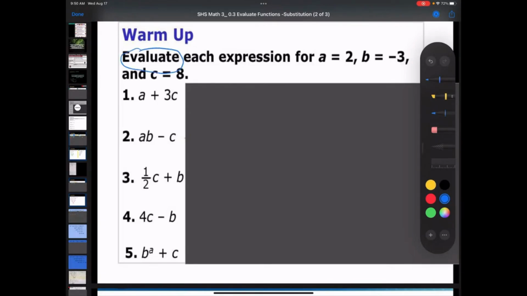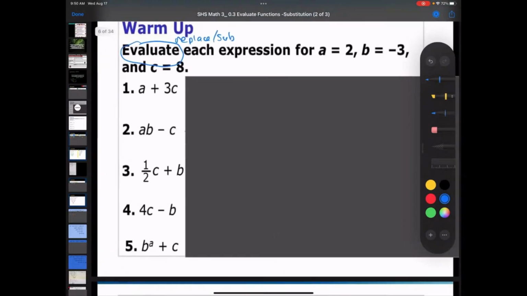Replace or substitute each expression for A equals 2, B equals -3, or C equals 8. So it's kind of like a puzzle piece, and I'm going to try to use my highlighters if you have them, and then we're also going to utilize parentheses. So question number 1, I'm going to rewrite the problem.